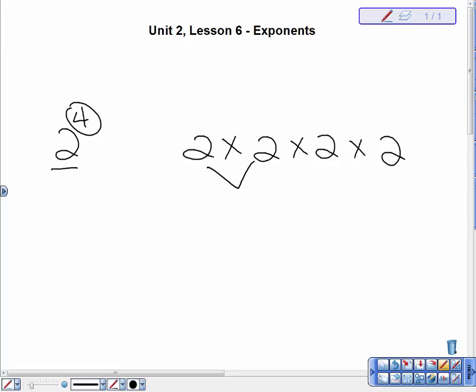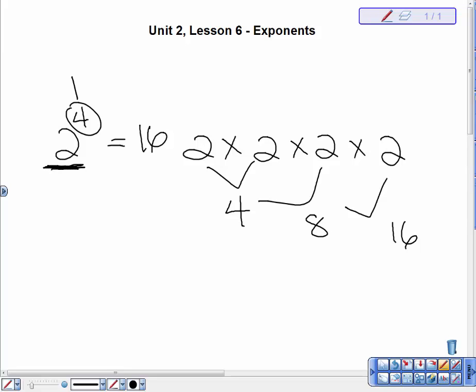So 2 times 2 is 4. 4 times 2 is 8. 8 times 2 is 16. So 2 to the fourth power is 16. So exponents are pretty easy. All you need to do is remember that you are taking your base number, multiplying it by itself, and the exponent tells you how many times you are going to do that.